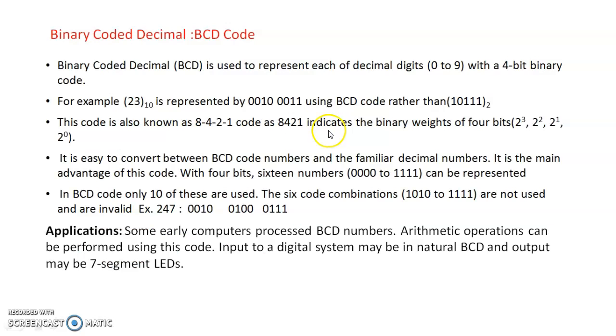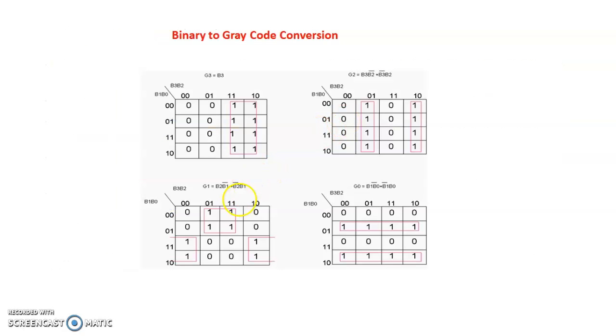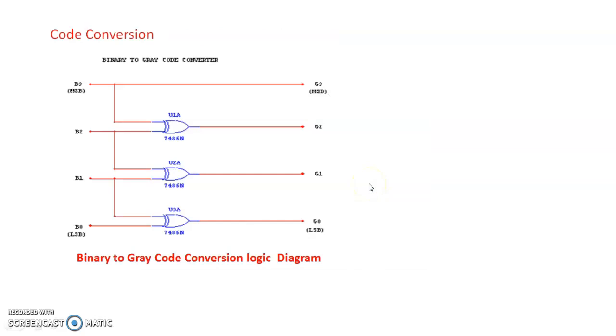Same for the next expression, that is G1. G1 is also the B1 XOR B2, and G0 is B0 XOR B1. So in the circuit diagram for G1, we will show here the B1 XOR B2. The input from B2 is given here, and that is nothing but the G1 expression. And the G0 expression is B1 XOR B0. So B1 input is given to this XOR gate and B0 is given here.